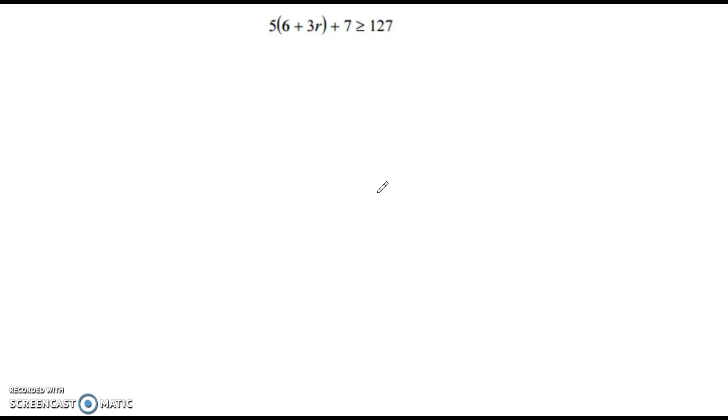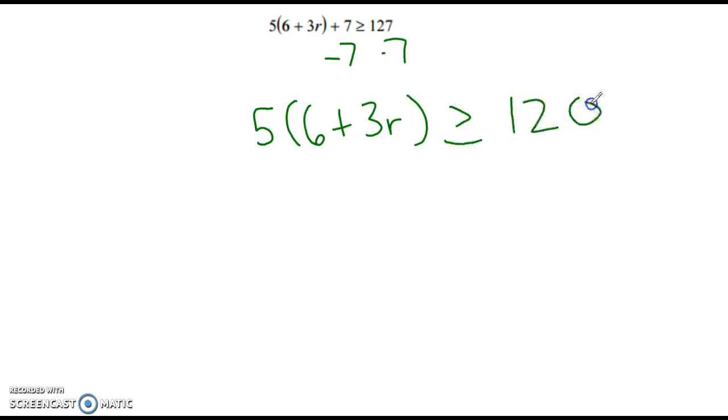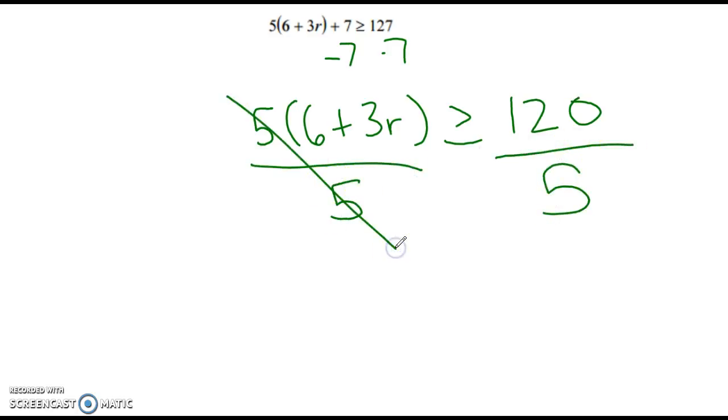So the first thing I'm going to do is subtract the 7 to move it to the other side. I get 5 times (6 plus 3r) is greater than or equal to 120. Now we have a couple different options. You could distribute the 5 to both numbers, or you could undo the distribution by dividing both sides by 5. So I'm going to divide both sides by 5. Those cancel. 120 divided by 5 would be 24.